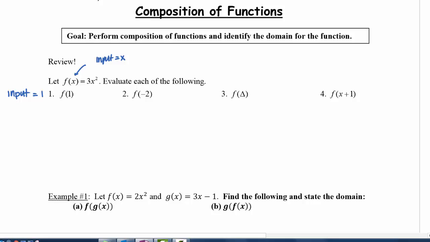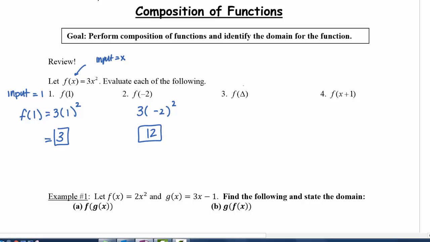So if I want to do f of 1, that means I'm going to do 3 times 1 squared. All I'm doing is substituting in 1 for x, so that just equals 3. Now, if I do f of negative 2, I'm going to be doing 3 times negative 2 squared, because that's my function. So negative 2 squared is 4 times 3 is 12. We call 3 and 12 our outputs, but we're focusing on the input.